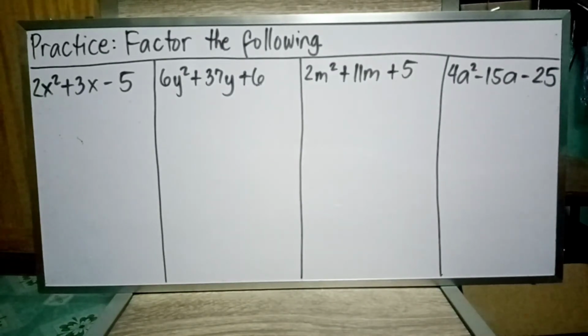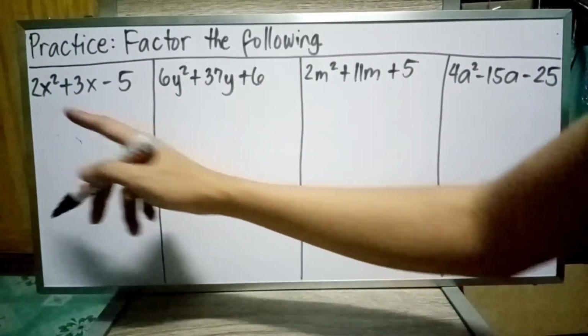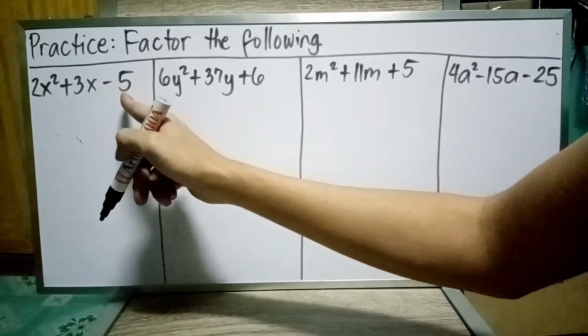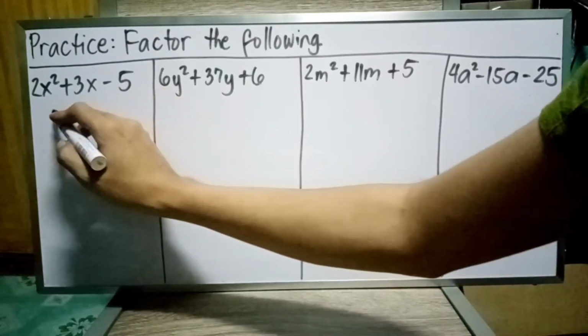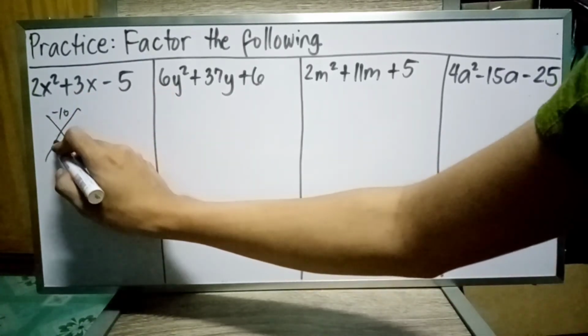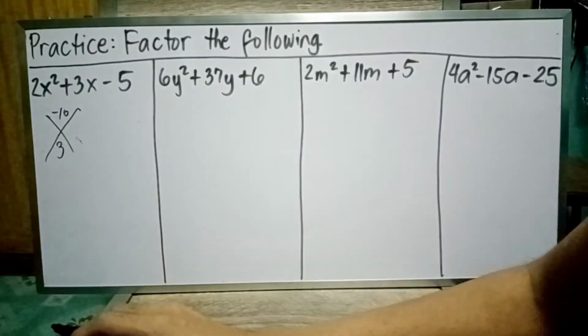Okay, so now we have 2x squared plus 3x minus 5. So first thing we have to do is to multiply the coefficient of x squared and your constant. So 2 times negative 5, that is negative 10. So we're looking for the factor of negative 10 that will give you the sum of 3.